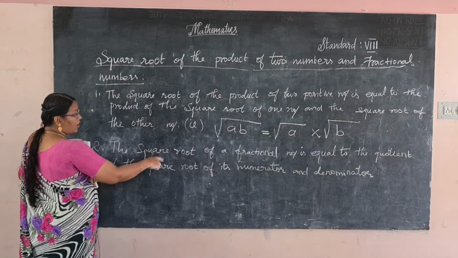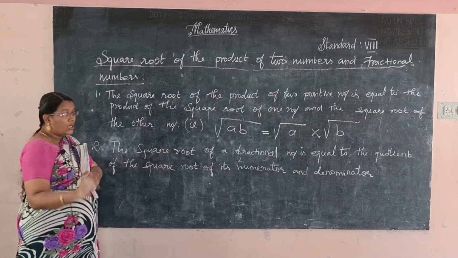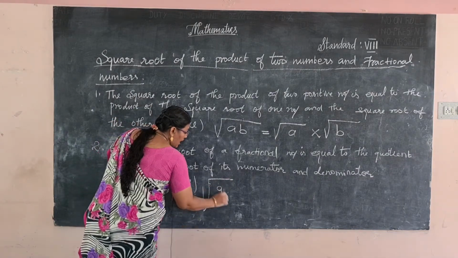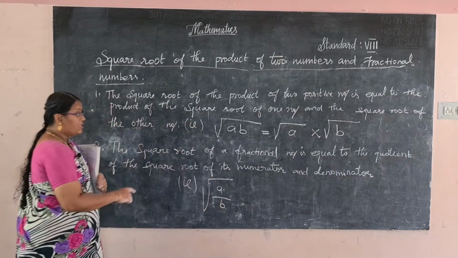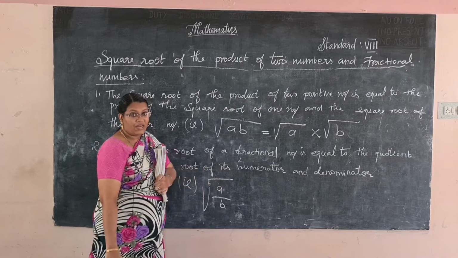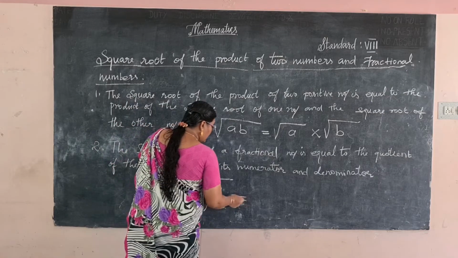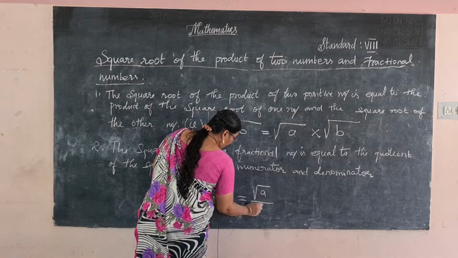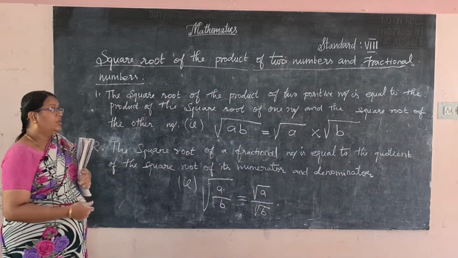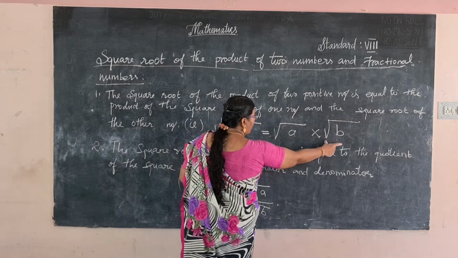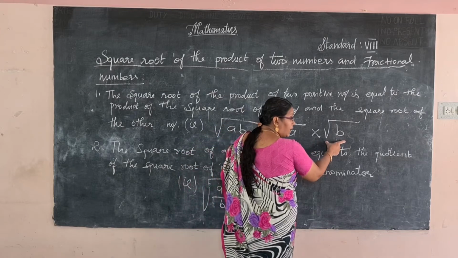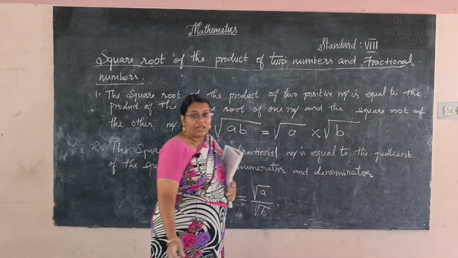And then the square root of fractional numbers: we consider A and B as fractional numbers. So the square root of A by B is equal to the quotient of the square root of its numerator and denominator, that is, the square root of A divided by the square root of B. So when this type of question is given, you split it into two square roots, find the value of the first positive number and the second positive number, and finally multiply to get the answer.